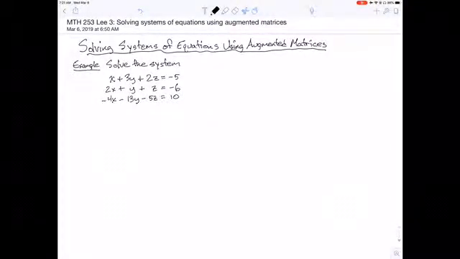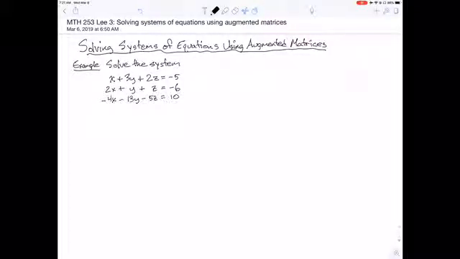This video will look at how to solve a system of equations using augmented matrices. And in this example, we are solving the system that you see here. That is x plus 3y plus 2z equals negative 5, 2x plus y plus z equals negative 6, and negative 4x minus 13y minus 5z equals 10. We are going to solve this by using one equation to eliminate variables from the other two equations.